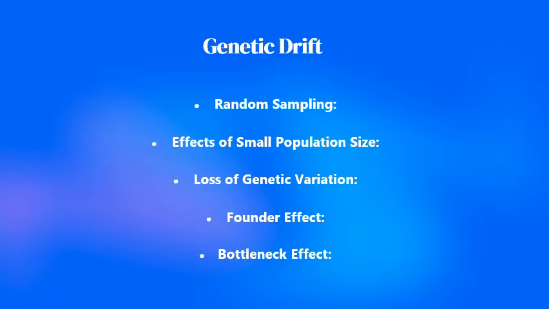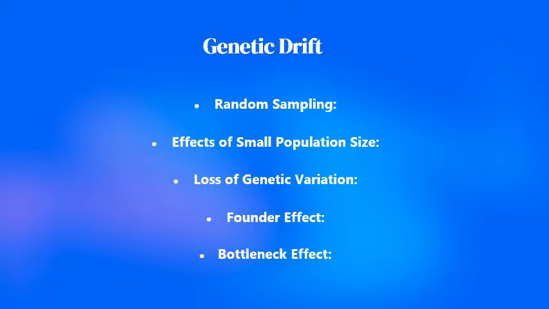Genetic drift is a random process that affects allele frequencies within a population over time. It occurs due to chance events, particularly in small populations. So let's talk about some key points to understanding genetic drift.